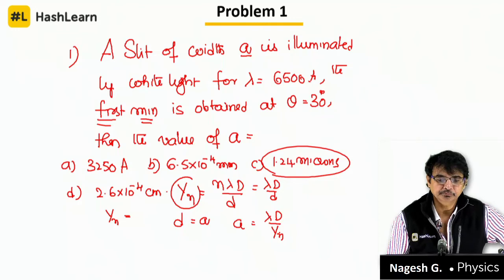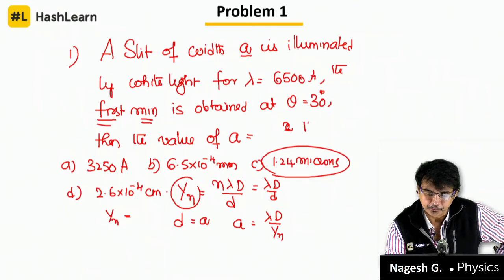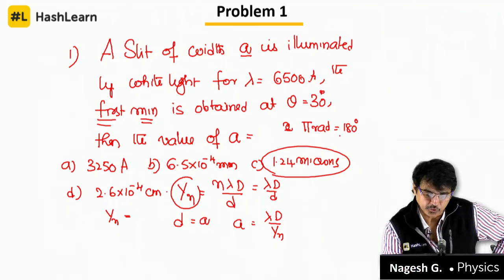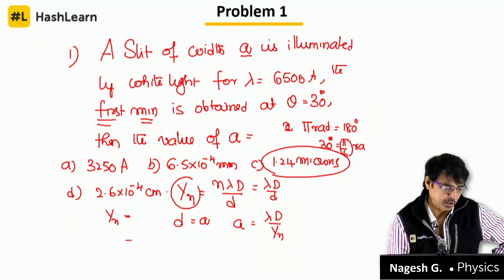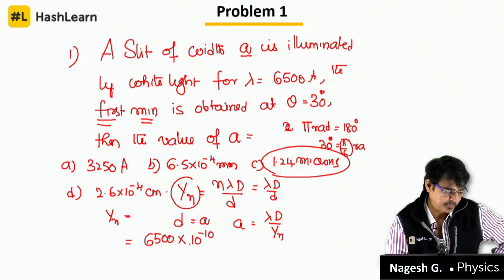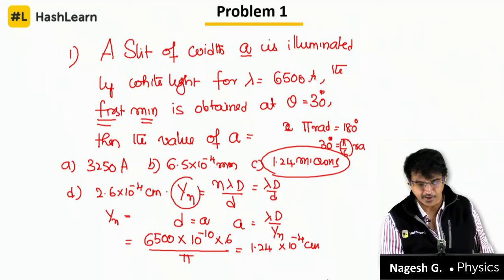Now we know that 360 degrees or 2 pi radians is equal to 360 degrees, so pi radians is equal to 180 degrees. They have given 30 degrees. So 30 degrees is equal to how many radians? Pi by 6 radians. So in the place of Yn, you have to replace pi by 6. Therefore the complete solution will be 6500 into 10 to the power of minus 10 into 6 divided by pi. Your answer will be 1.24 into 10 to the power of minus 4 centimeter. That is nothing but 1.24 microns.